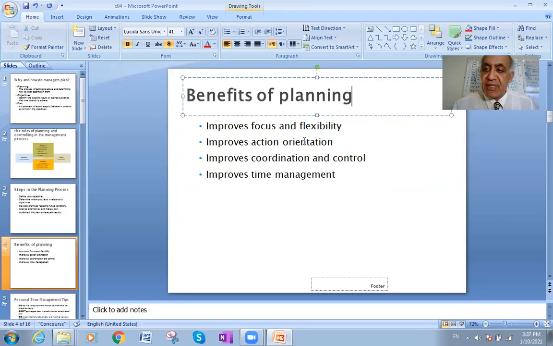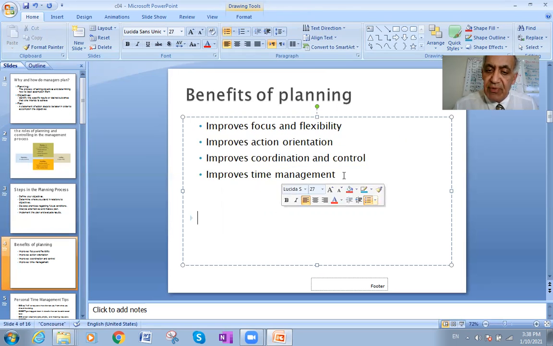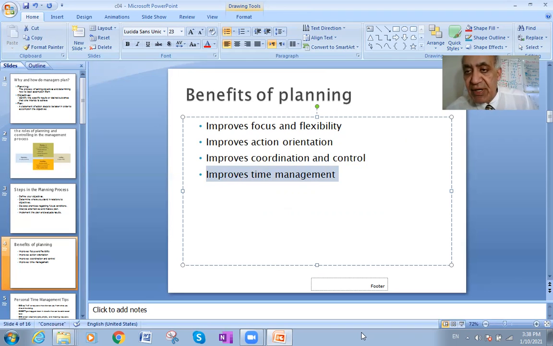Benefits of planning. Of course, can you imagine any work without planning? Can you imagine that you do something without planning to do it, all of a sudden, like this comes into your head? Of course, it's not logical. So, benefits of planning: improve focus and flexibility, improve action orientation, improve coordination and control, improve time management, and I will also add reduce waste, increase profitability, and make you well oriented for any expected changes or variation in the management. You will be ready to cope with it.